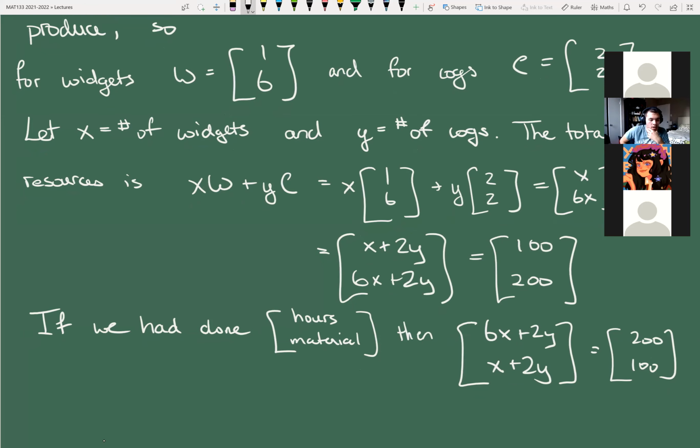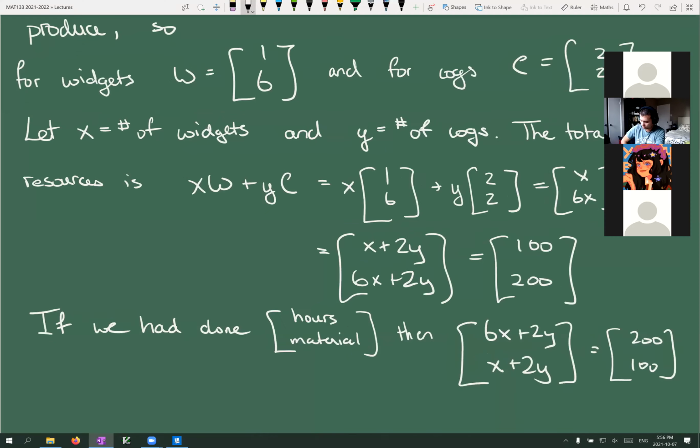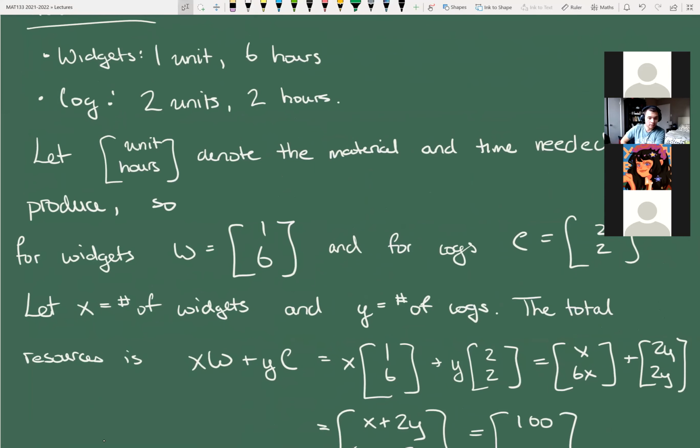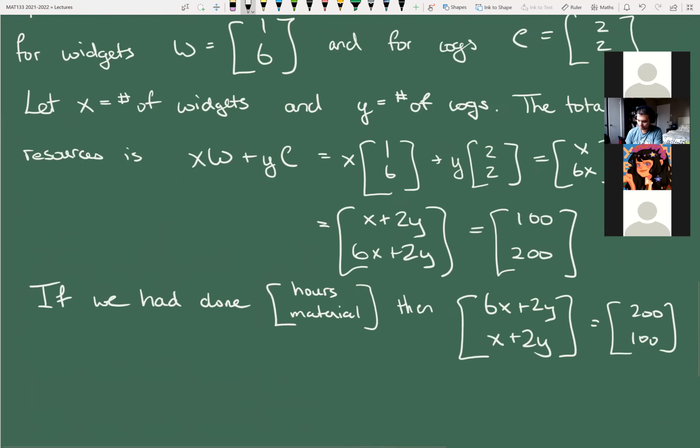Can it be material over hour instead? Well, Jacob, that's how we actually did the problem, right? We did units over hours or material over hours, right? Like maybe I'll call this material instead. It's a little sloppy, but yeah, that's how we actually did the problem. So you can totally do it that way.